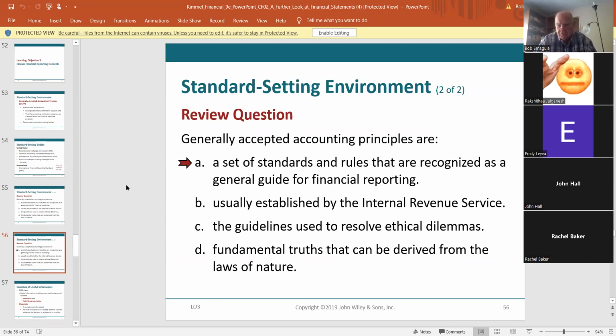The rules can change. Just since I retired about 12 years ago, the rules changed in regards to how you report the gain on a sale of a fixed asset. The rules have changed in terms of how companies handle gift cards. So there's always things changing that you've got to keep up with.